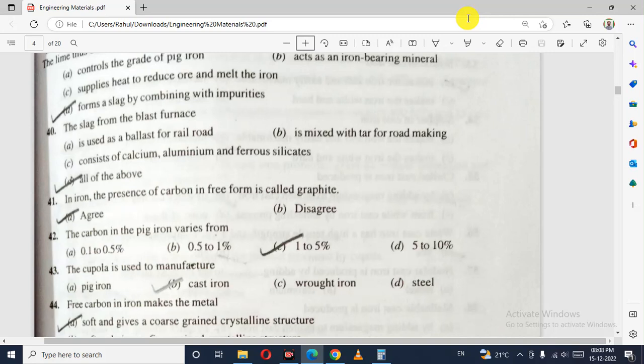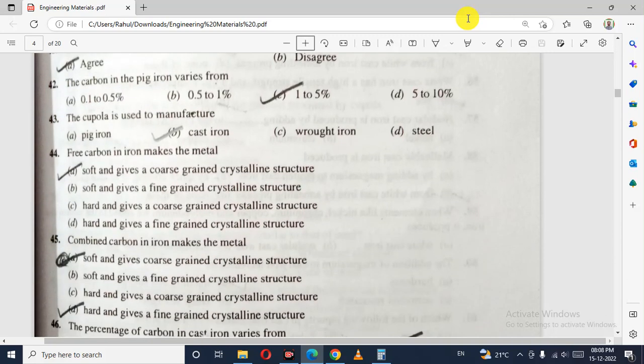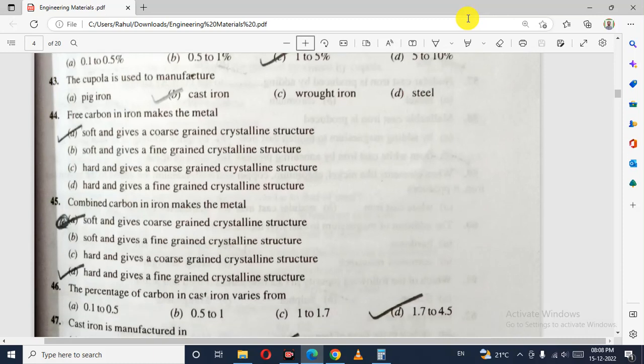Free carbon in iron makes the metal soft and gives it a coarse grain crystal structure. Combined carbon makes the metal hard and gives it a fine grain crystalline structure. The percentage of carbon in cast iron is 1.7 to 4.5.